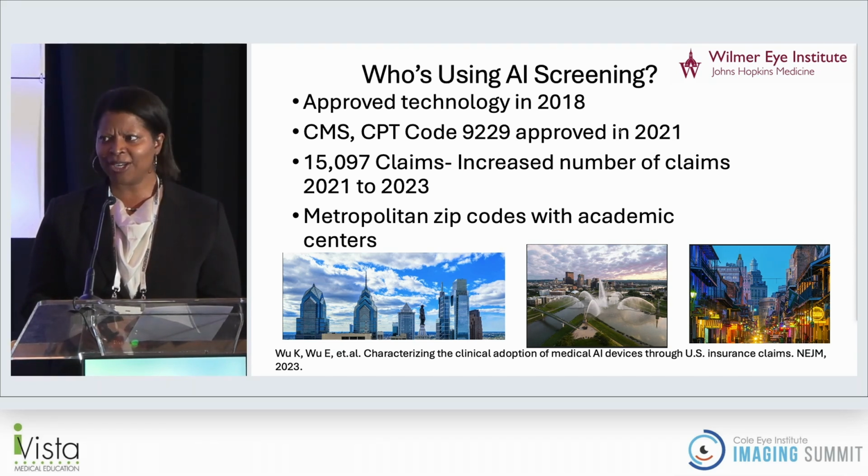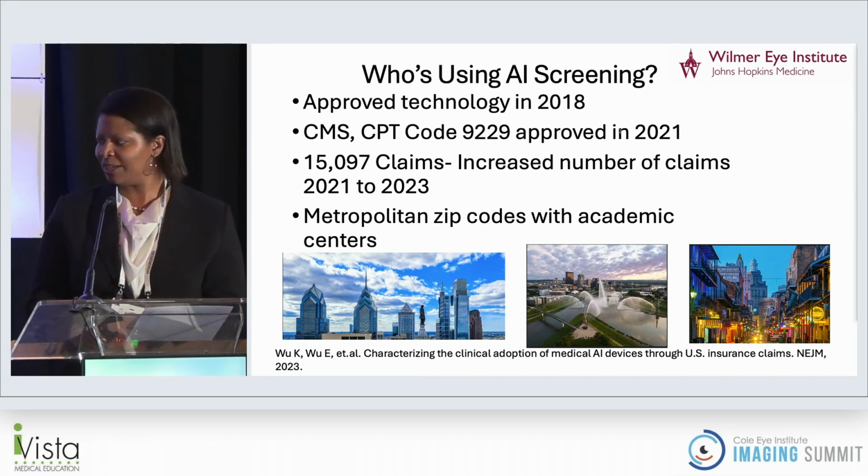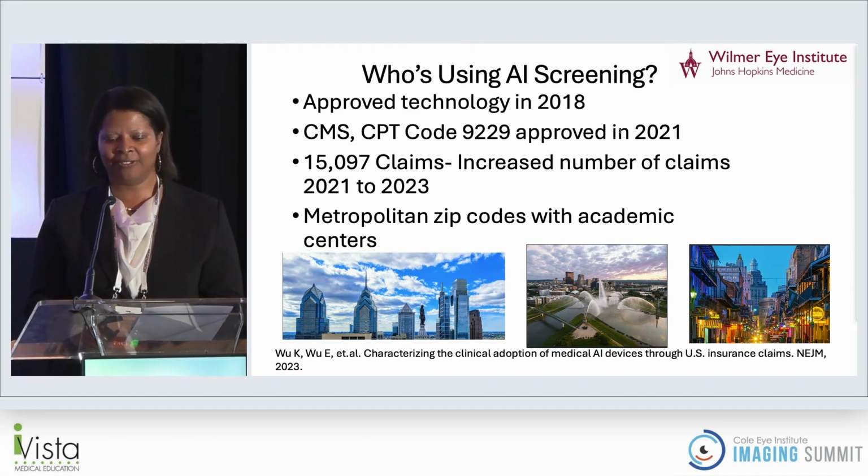Any guesses from the audience? I've got 3 cities that are reported in this article to have the highest rates of the AI claims. Anybody want to shout out? Anybody know these cities? Philadelphia, yes.